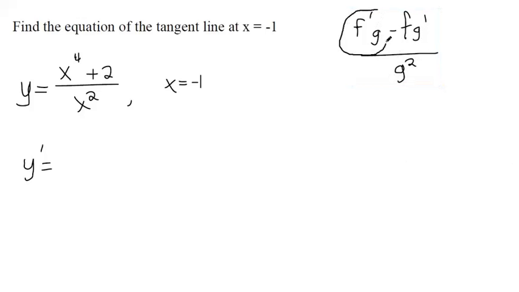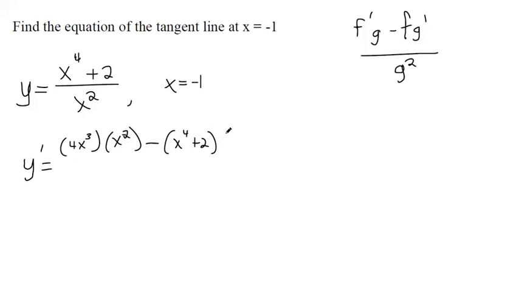The derivative of f times g, where f is the numerator function. Okay, so the derivative of x to the fourth plus 2, that's 4x to the third, because the 4 comes down and multiplies. And then the original g, x squared. And now we're supposed to subtract the original f function, x to the fourth plus 2, times the derivative of g, which is 2x. And then that's all being divided by g squared, so that's x squared squared.